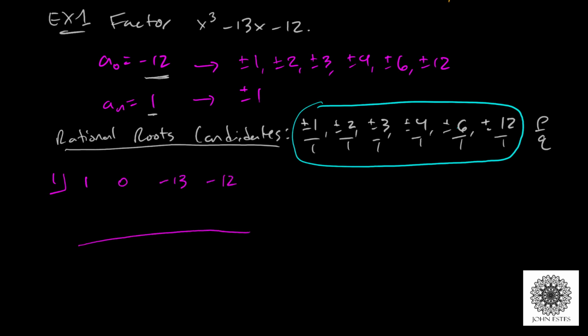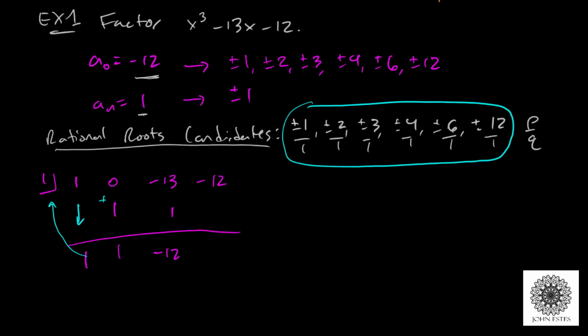And if you don't remember how to do synthetic division, I do have a video covering synthetic division. Maybe you should look that up, and maybe it can help. Alright, so the way we do this is we bring down the 1, and then we say 1 times 1 is 1, and then we add 0 plus 1 gives me 1. And we just do this again. 1 times 1 is 1, plus negative 13 gives me negative 12. Negative 12 times 1 is negative 12, and negative 12 plus negative 12 is a negative 24.